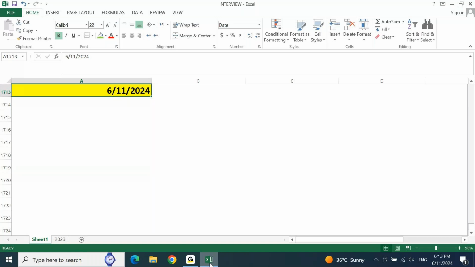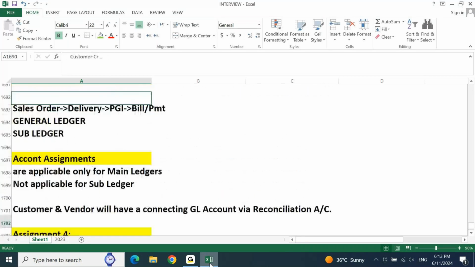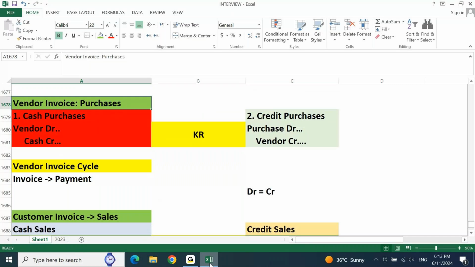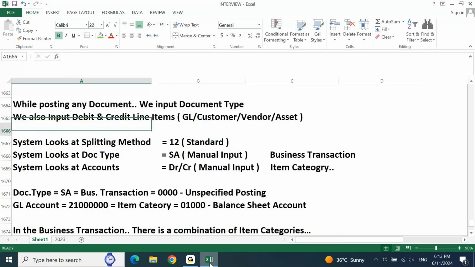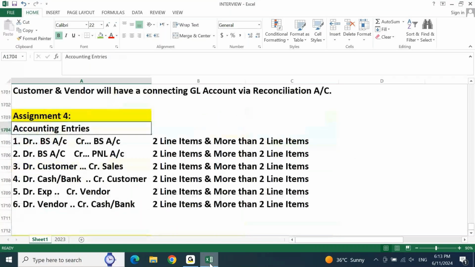Okay, so in the last session, we were talking about document splitting. We had two discussions on document splitting. In the last two discussions, we had different points of discussion and different understandings related to document splitting. And in the last session, the last assignment which we took was this.